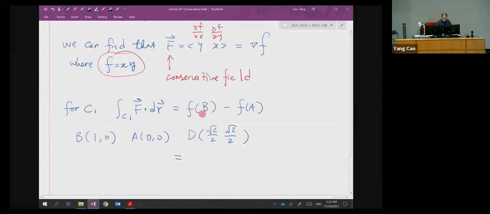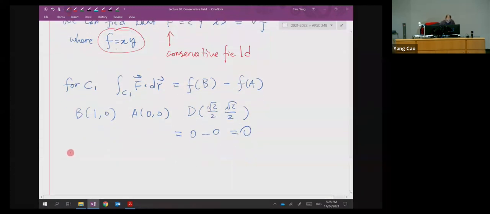Now let's see. What's the value of function f at B? B is 1, 0. x is 1, y is 0. So you get a 0 for this one here. f of A is 0, 0, so you got another 0. So the overall line integral from A to B should be 0, according to the fundamental theorem of calculus.